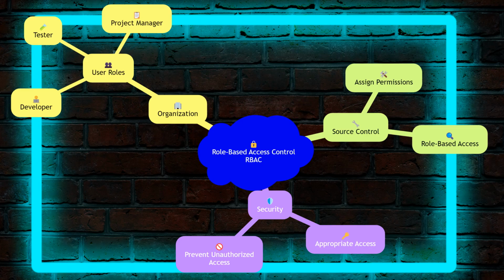Role-based access control, RBAC, is a method of regulating access to a system based on the roles of individual users within an organization. In the context of source control, RBAC allows administrators to assign permissions based on the user's role, such as developer, tester, or project manager. This ensures that users have the appropriate level of access needed to perform their tasks without compromising security.